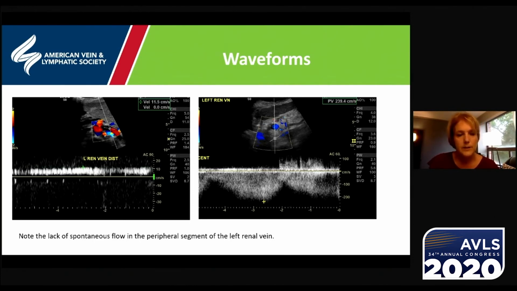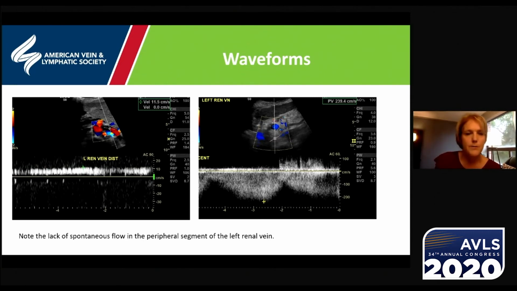Same thing with the renal veins. So we can see peripherally on this patient that there is actually static flow. There's no spontaneity. There's no phasicity in that peripheral portion. And that would make me suspect that something might be going on more centrally. And lo and behold, there was. So we went from a velocity of 11 centimeters per second to 239 centimeters per second.